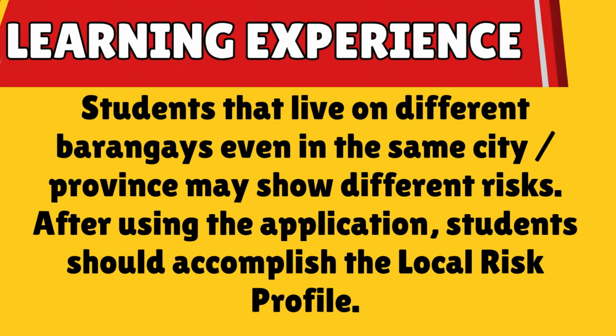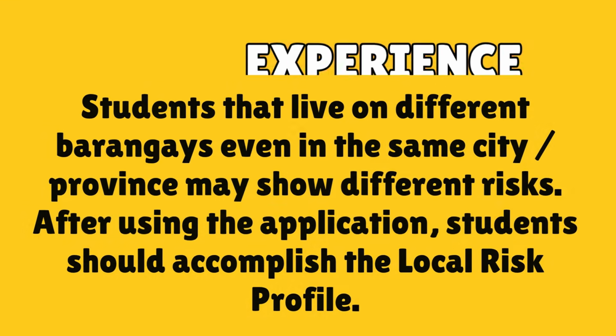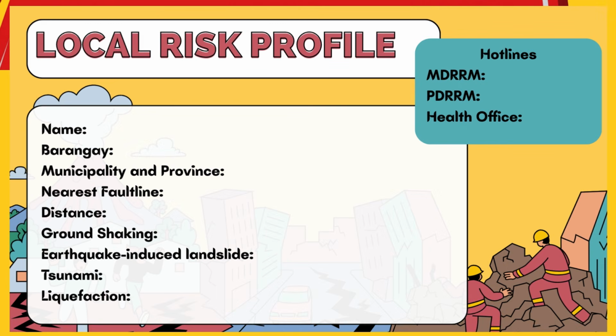Students that live in different barangays, even in the same city or province, may show different risks. After using the application, students should accomplish the local risk profile. So the hotlines are included for the MDRRM, PDRRM, and the health office. And then write the name, barangay, municipality, and province. Or if they live in the city, they may just put the city. And then the nearest fault line, what is the nearest fault line to your area? And then the distance of the nearest fault line. And then are you prone or are you safe from ground shaking, landslide, tsunami, and liquefaction?